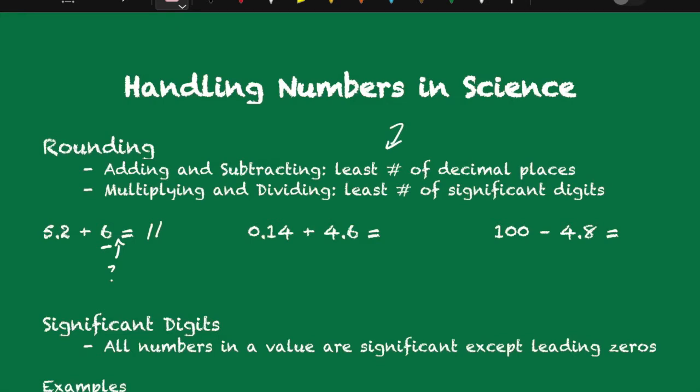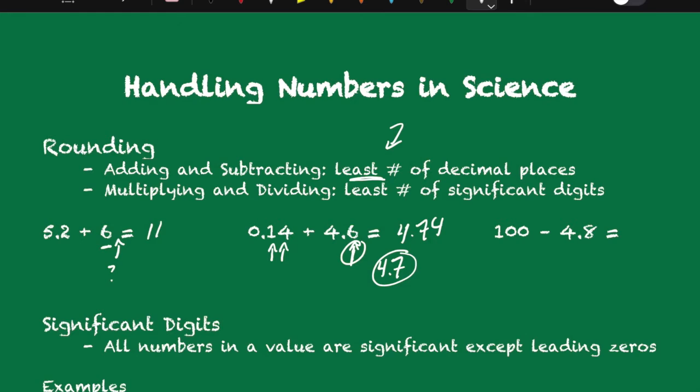Looking at the next one, 0.14 plus 4.6. The 4.6 we know to one decimal place, and the 0.14 we know to two decimal places. We need to go to the least number, so we're going to round our answer to one decimal place. If you add those in your calculator, we get 4.74. And so we have to round that to one decimal place, and we get 4.7 as our answer.